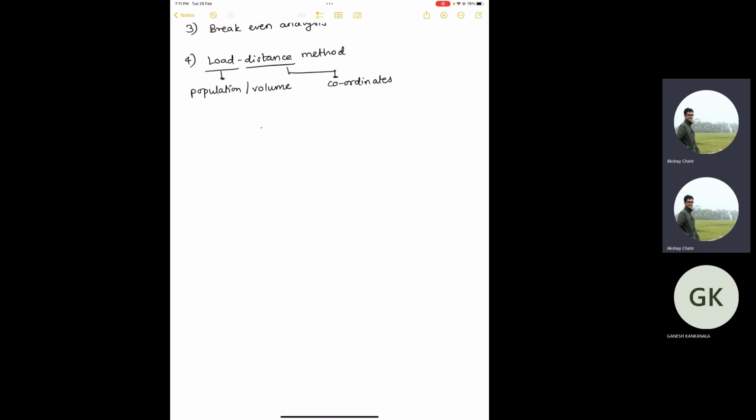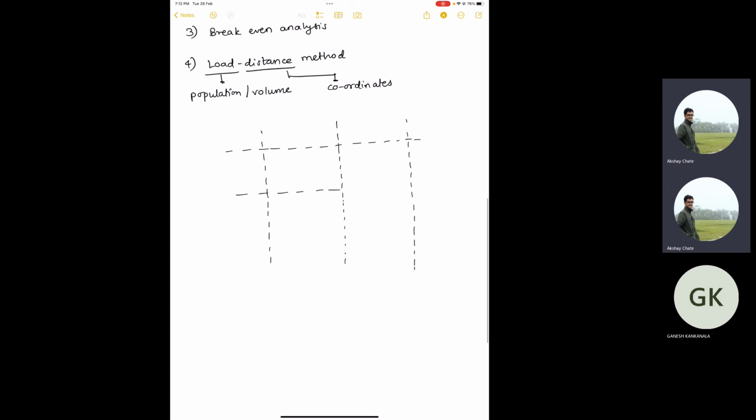I'll just take one example. This is also a simplification. I think a similar example was taken during the discussion by the professor, but for the sake of simplicity, we'll consider this type of example. Let me just clear it.